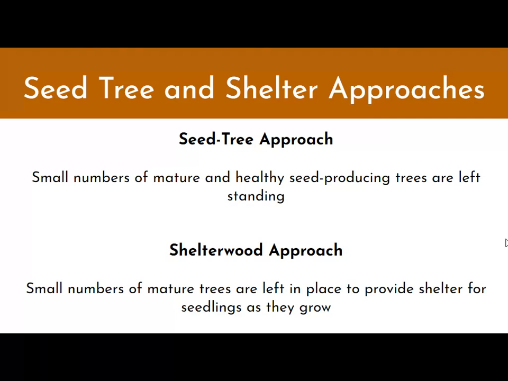Shelter tree or shelterwood approaches is essentially the same thing. We leave a small number of mature trees and they provide shelter for seedlings as they grow. So we might do the planting, but the seedlings have a better chance of surviving if there's a big tree to protect them from things like rain, because if it rains too much, the soil loosens up too much, or the seedlings get physically damaged by the rain in any way, shape, or form. It would take way, way longer and way more interference in order to help the forest to regrow.